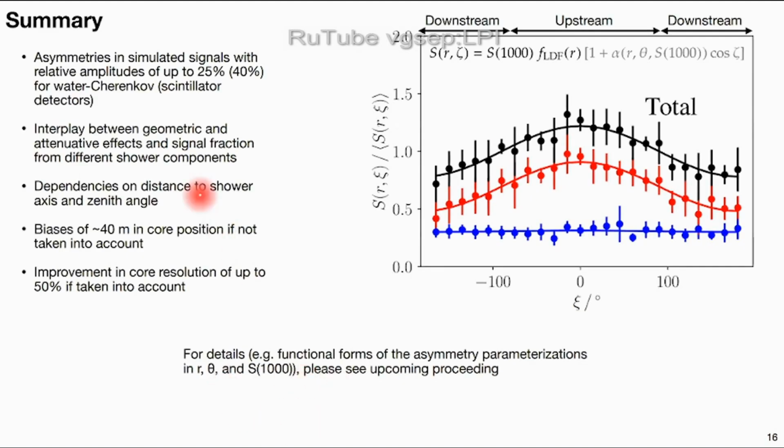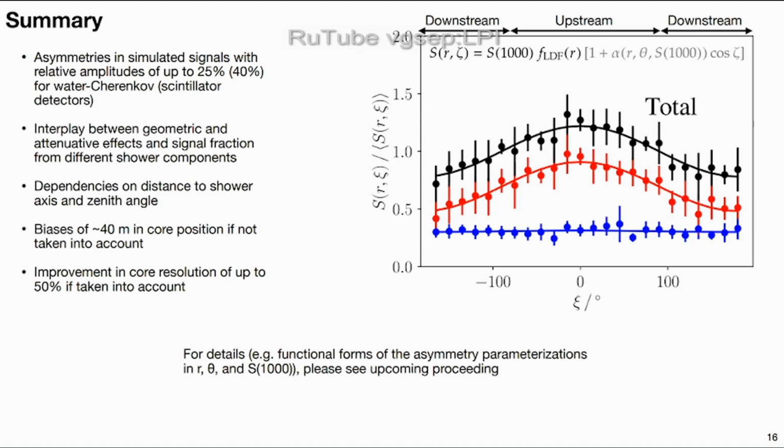Okay, and that brings me to my summary. Again, we see asymmetries that have amplitudes of up to 25% for water-Cherenkov detectors, 40% for scintillators. And this is an interplay between a number of different effects that we've discussed. It induces biases in the core position if it's not properly taken into account. And we get an improvement in the core resolution and in the bias in the reconstructed core if you do take it into account.